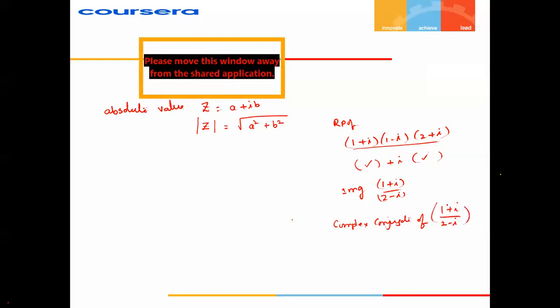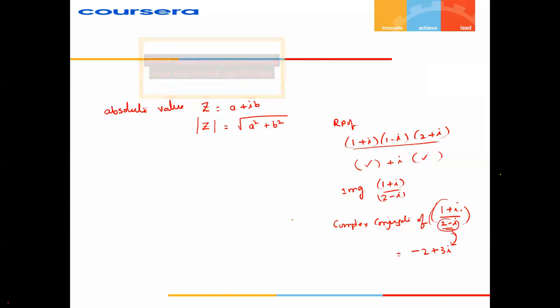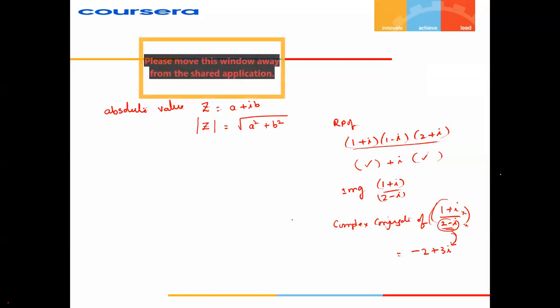Carefully, we already know how to do this, right? Multiplying by 2 + i and simplifying. The conjugate of 2 - i is 2 + i. Multiplying here and here by 2 + i, the numerator is simple multiplication, and the denominator gives a square minus b square. If you simplify, suppose we get this. Then what we want is the complex conjugate. If it is -2 + 3i, then its conjugate is -2 - 3i. Okay, so like this we can understand the complex number system. Very simple, right?